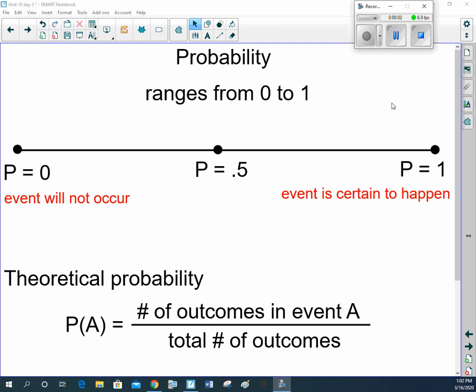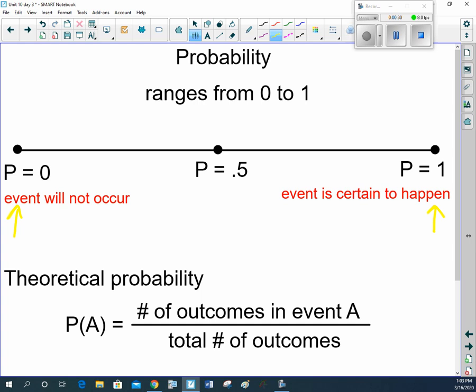Okay, this section we are going to be talking about probability. So the first two sections were basically trying to help us figure out how to find outcomes so that we could use that in finding probability. So remember, probability ranges anywhere from 0 to 1. 0 is definitely the outcome will not occur. You know for sure that that will not happen. And then 1 is for sure guaranteed it will happen.